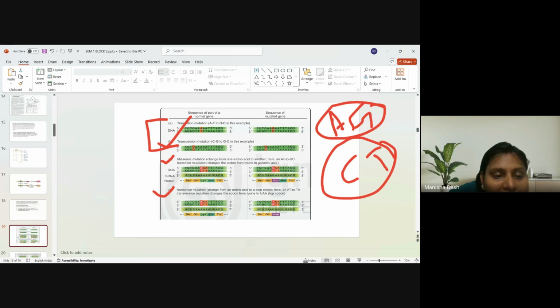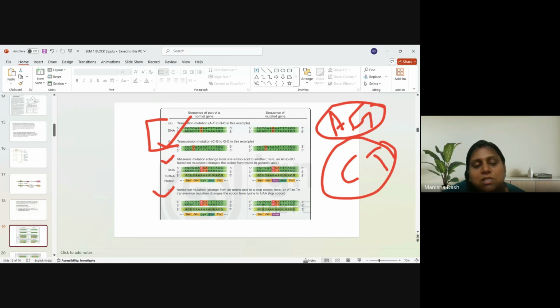Like as you can see earlier, the sequence was AAA. Now the A has been replaced by G. So earlier the amino acid coded was lysine, now the amino acid coded is glutamine or glutamic acid. Because of this, there is a change in the amino acid. This kind of mutation is called missense mutation.